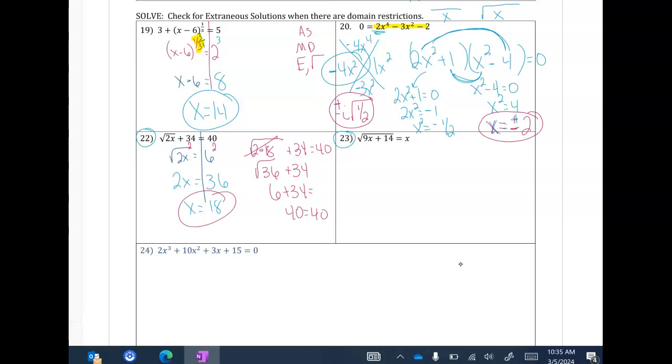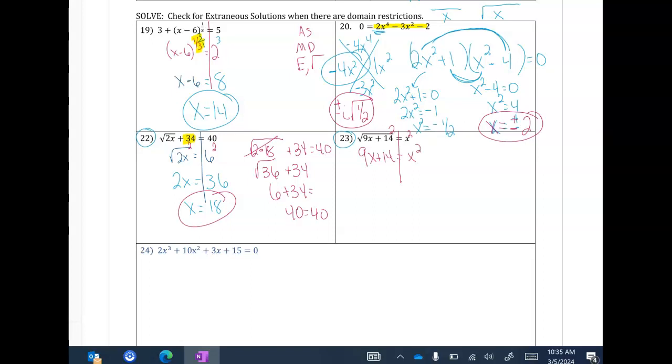The next one, same idea. I need to get the x alone. So on the first one, we had to isolate the square root by moving the 34. Here we don't have to isolate it because it's already isolated. So just to get to that stuff under the square root, I'm going to square the left side, which means I'll square the right side. The left side is 9x plus 14. The right side is x squared.